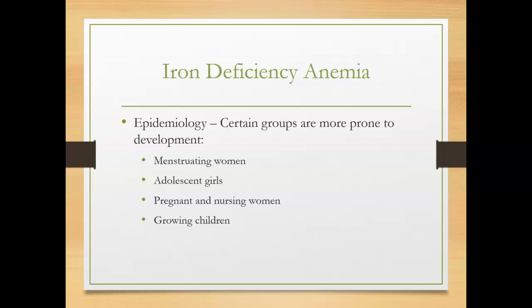All right, so what is the epidemiology of this? Certain groups of people are more prone to having iron deficiency anemia. For example, menstruating women, adolescent girls, pregnant and nursing women, which is what I just mentioned, and growing children. So of course, as there's an increased need for iron, if the iron isn't being provided, they're going to end up being iron deficient.